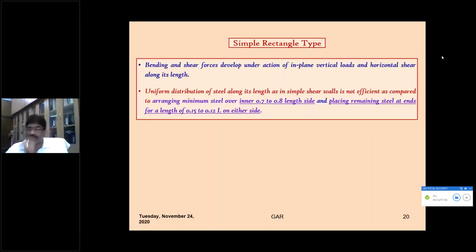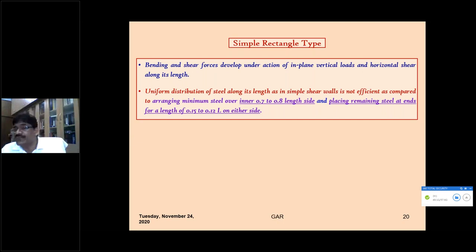Actually, if you consider a simple rectangular wall, then the bending moments and shear forces from the analysis act in the plane of the shear wall. So in the plane of the shear wall, the horizontal forces and the vertical forces will act, and the lateral forces will try to topple the wall.